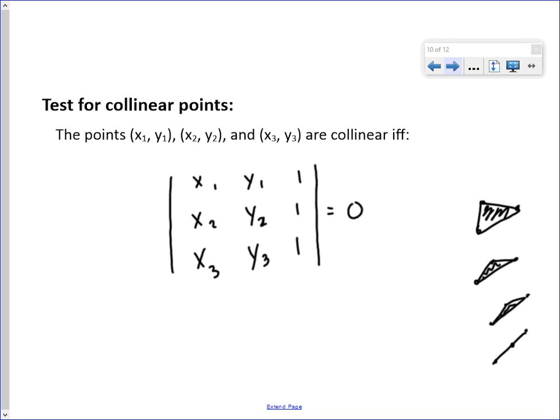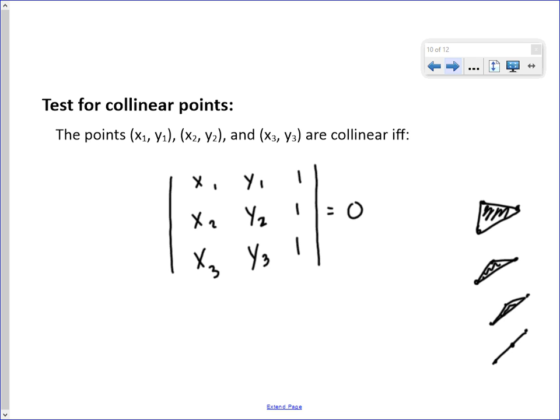So this says the points x sub 1, y sub 1, x sub 2, y sub 2, x sub 3, y sub 3 are collinear if and only if the determinant is equal to 0. So if you're ever asked, are these 3 points collinear? Calculate the determinant there. If it's equal to 0, yes, they are collinear. If it's not equal to 0, no, they're not collinear. Those would be your 2 answers. If you answer no, technically you could find the area of the triangle formed by the 3 points by multiplying by plus or minus 1/2.